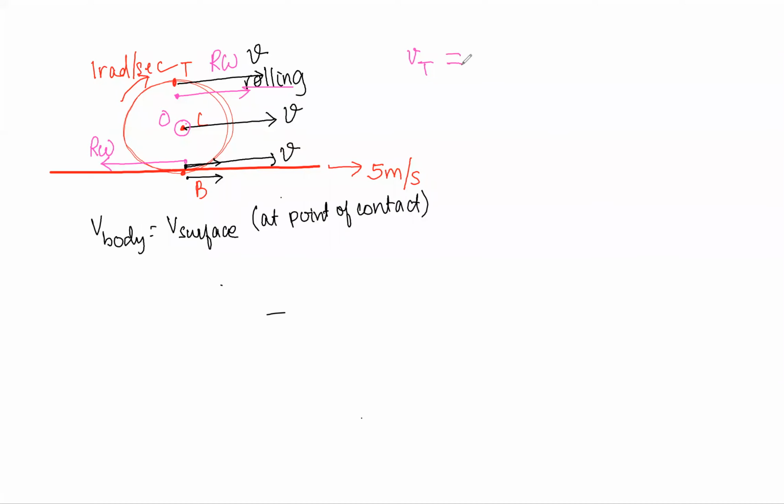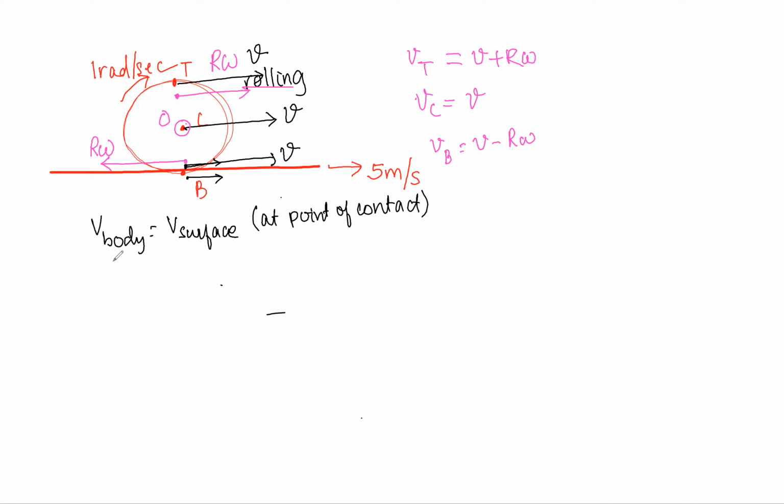Okay, so V top is equal to V plus R omega. Now the velocity of the center of the wheel is purely because of translation, so it's just equal to V. And the velocity of the bottom of the wheel is V bottom equal to V minus R omega. तो ये wheel का top part है, middle part है, bottom part है, three parts of the wheel.